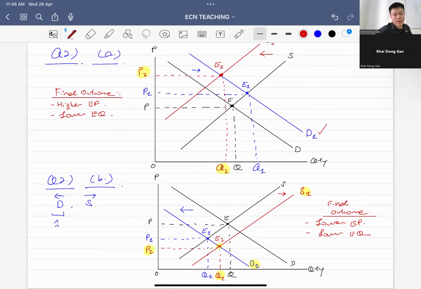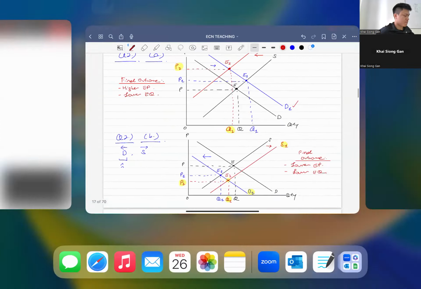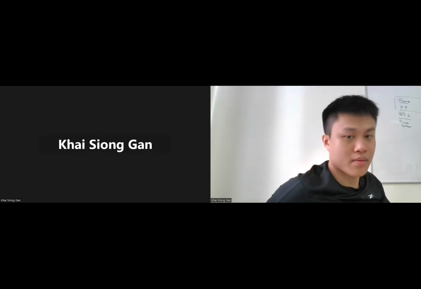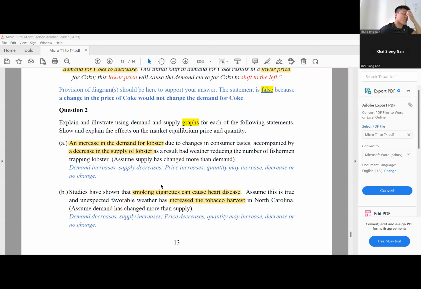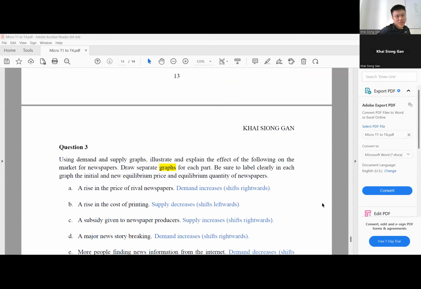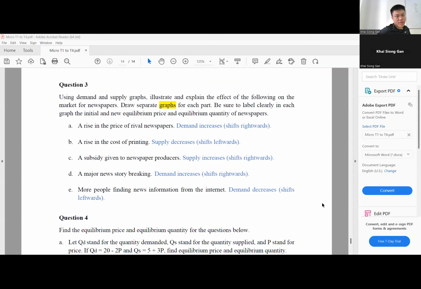Okay, and then we can move on to the next question. Okay, so remember for question number 2, you need to draw the diagram, then only you are able to see the impacts, or else you cannot just write the answers. Okay. Now question 3, this one I will just go through quickly with you. You can take photos of the answers.